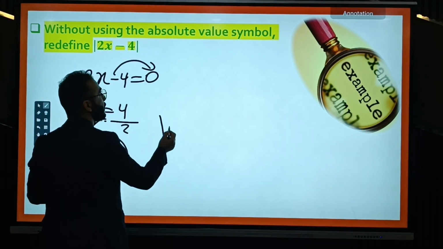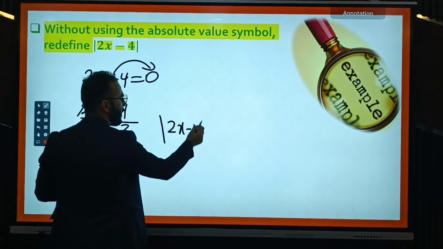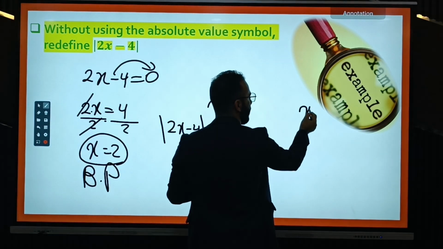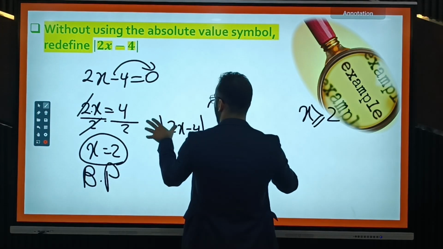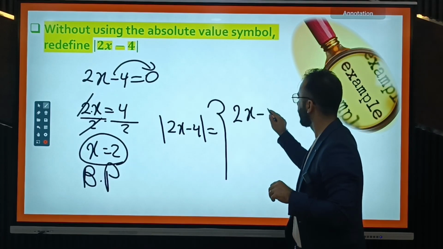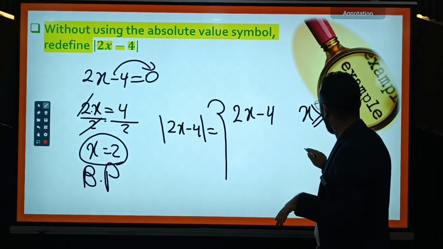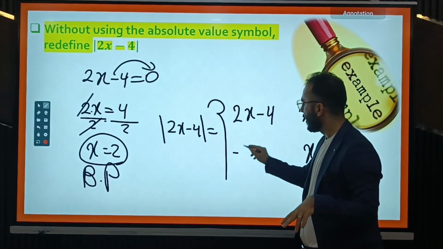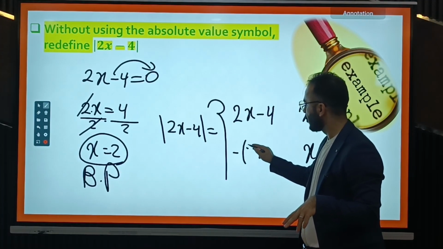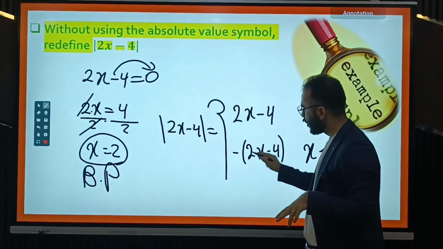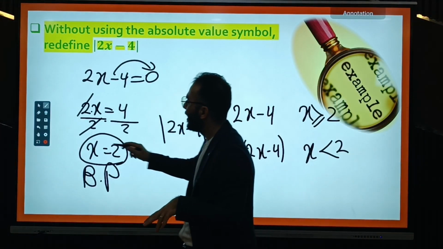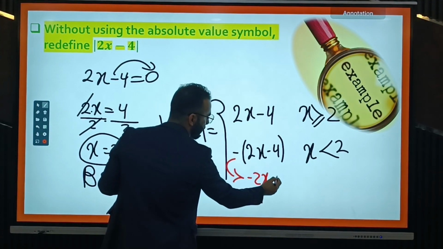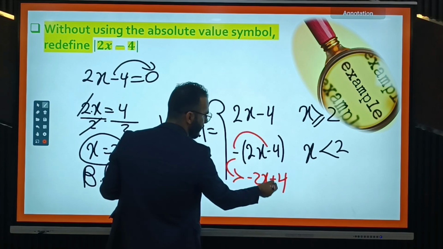You are going to say that absolute value of 2x minus 4 equals, for all the values greater than or equal to 2, the function would be positive, 2x minus 4, no change. For all the values less than 2, the function would be negative. So a negative would be added behind the function 2x minus 4. You may just multiply this negative by each term inside the parenthesis and write it in this way: negative 2x plus 4. Why? Because negative times negative is positive.